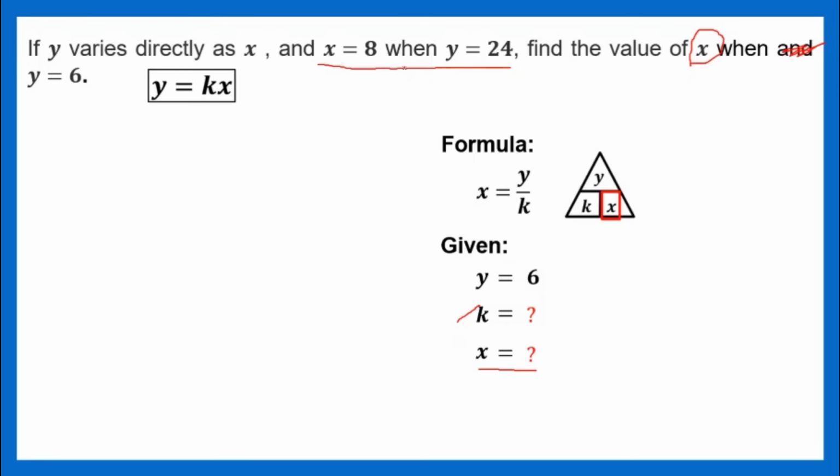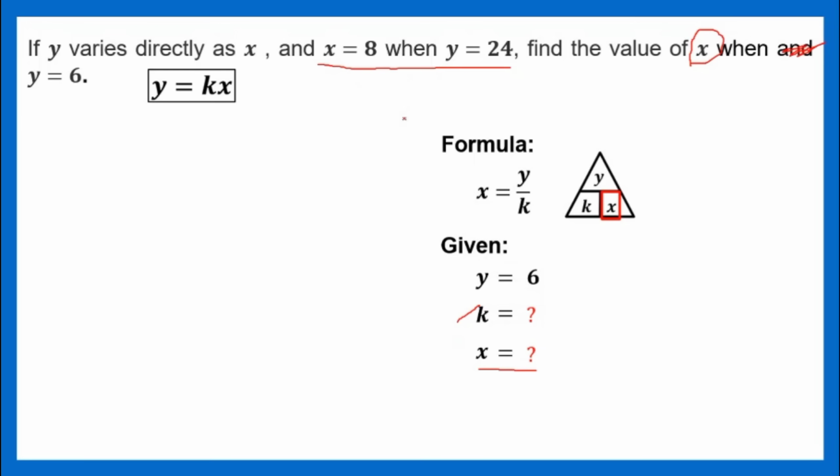Kasi ang k is equal to y over x. Y saka x ang kailangan ni k para ma-solve ang constant of variation. So, dito muna natin kukuhanin si k out of this first set of given. Kasi po, since nasa isang problem lang ito, itong x is equal to 8, y is equal to 24, tapos y is equal to 6, that means yung constant of variation nitong dalawa, pareho. So, yun ang pagkakapareho nitong dalawa. Kung ano yung constant of variation nitong isa, ay pareho lang din sa kabila.